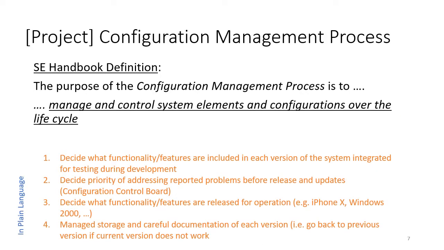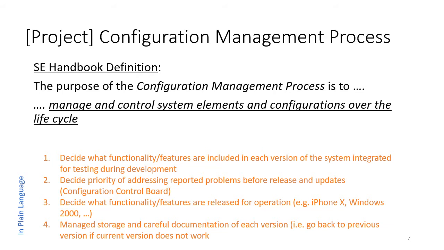The definition of the configuration management process is to manage and control system elements and configurations over the life cycle. You can imagine that you have a system of systems, or a system that's composed of subsystems. What we want to do through the development phase and also in the operational phase is to be clear about which subsystems are part of the overall system, and more specifically what functionality or features those subsystems are going to have. This is the way of managing and controlling the configuration of the system over the life cycle.